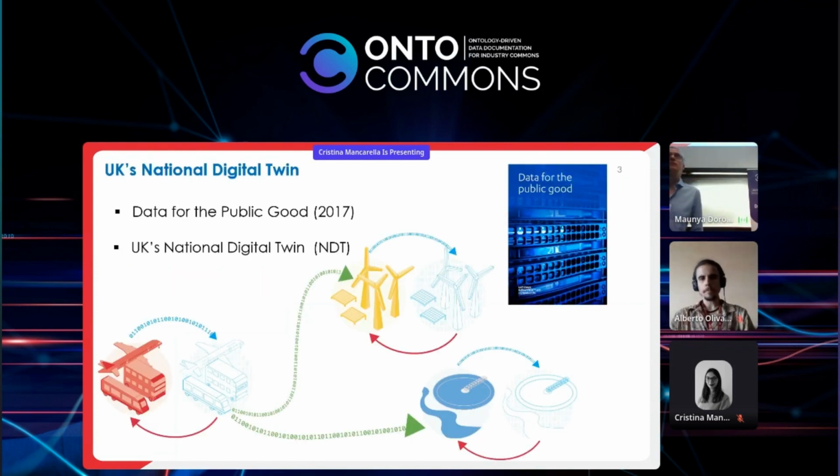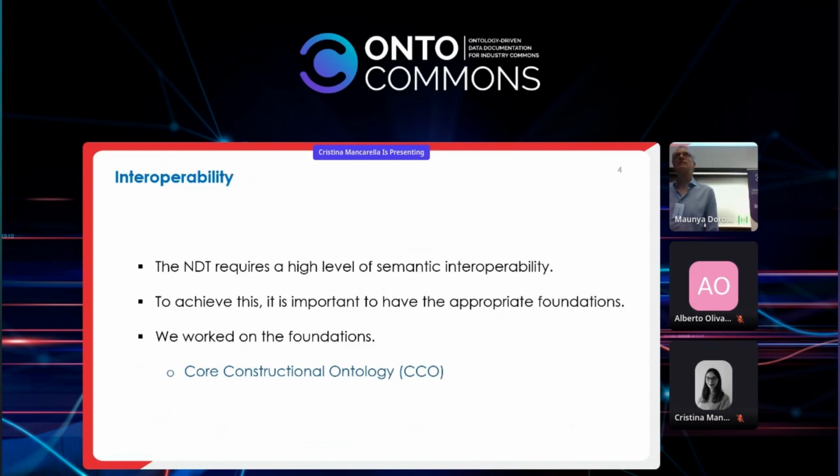So in 2017, there was a report in the UK called Data for the Public Good, the one you see a picture of here, recommending the creation of a UK national digital twin. So the idea here was to bring together all kinds of individual digital twins into a kind of system of systems, which then has this vast representation of national assets. And of course, this has very high demands on interoperability.